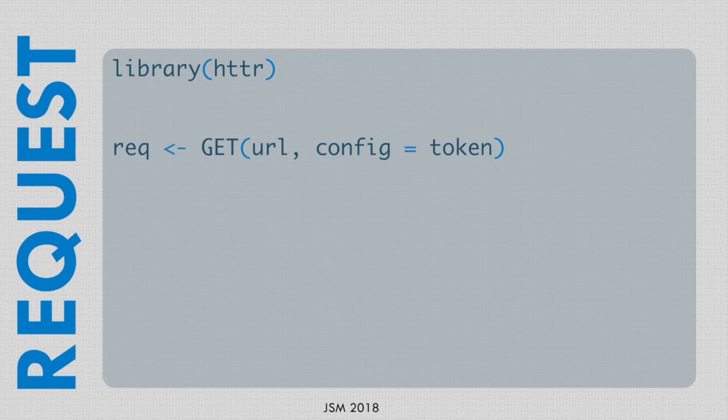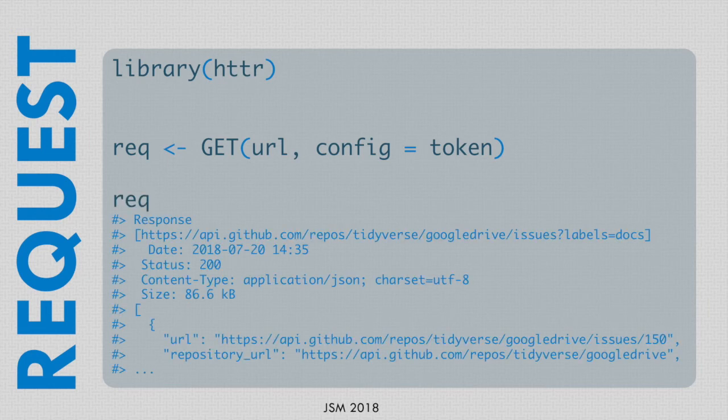So we're going to use the get function from httr. That's the method that we're interested in, and that is the function we'll use to make our request. And then we plug in that URL that we created using the modify_url function, and we also plug in that token that we just created.